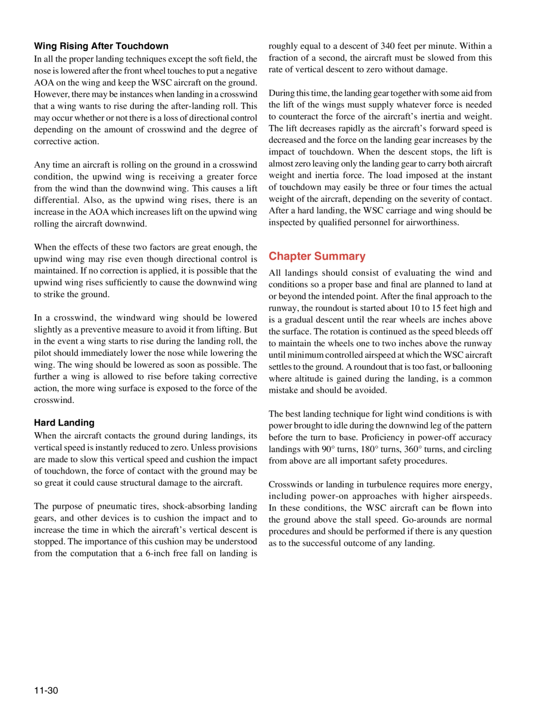Within a fraction of a second, the aircraft must be slowed from this rate of vertical descent to zero without damage. During this time, the landing gear, together with some aid from the lift of the wings, must supply whatever force is needed to counteract the force of the aircraft's inertia and weight. The lift decreases rapidly as the aircraft's forward speed is decreased and the force on the landing gear increases by the impact of touchdown. When the descent stops, the lift is almost zero, leaving only the landing gear to carry both aircraft weight and inertia force. The load imposed at the instant of touchdown may easily be 3 or 4 times the actual weight of the aircraft, depending on the severity of contact. After a hard landing, the WSC carriage and wings should be inspected by qualified personnel for airworthiness.